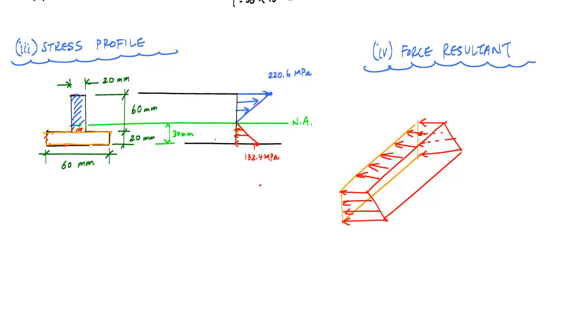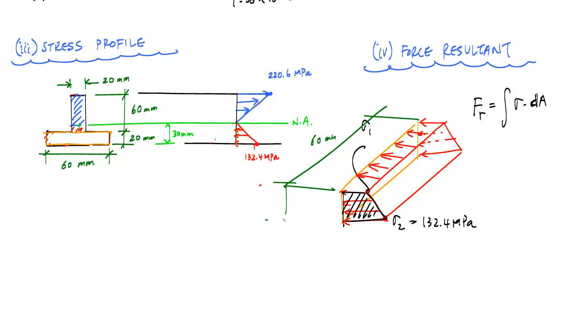So Fr, from a calculus perspective, is just the stress function integrated over the area, stress dA. But it doesn't have to be that complicated. If I label this point sigma 1 and this point sigma 2, which we know is 132.4 megapascals, it's really the area of a trapezoid extruded over the width of the flange, which in this case is 60 millimeters. This depth is 20 millimeters. So this calculation is pretty simple. You don't need to do an integral.